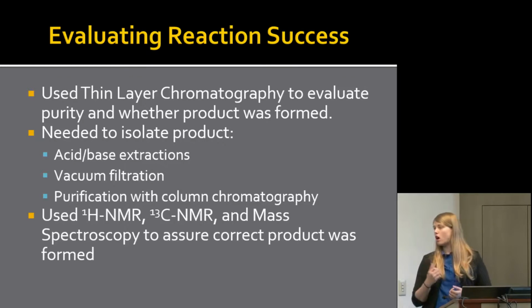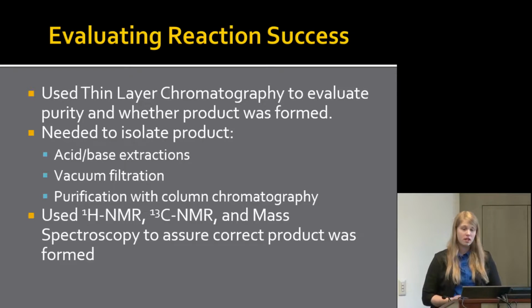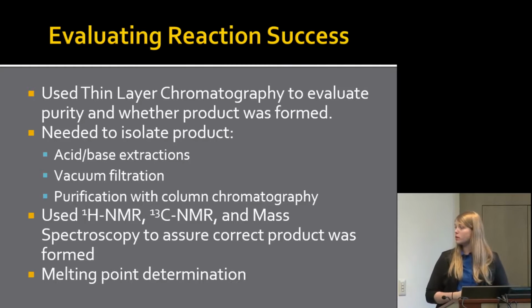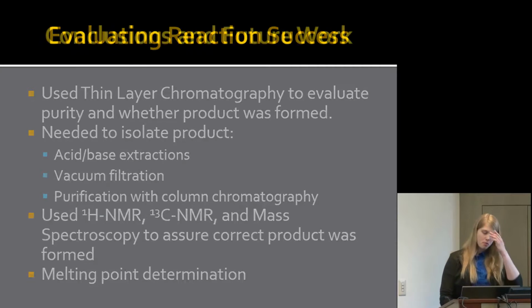Then we would use hydrogen and carbon NMR in combination with mass spectroscopy, and we would assure that the right product was formed. It wasn't just a product that we weren't expecting. As a final measure, we would use melting point determination, which the range of the melting point would tell us a little bit about purity, and the actual value we could compare to literature values if there were any, and that would give us some more clues about the compound identity.